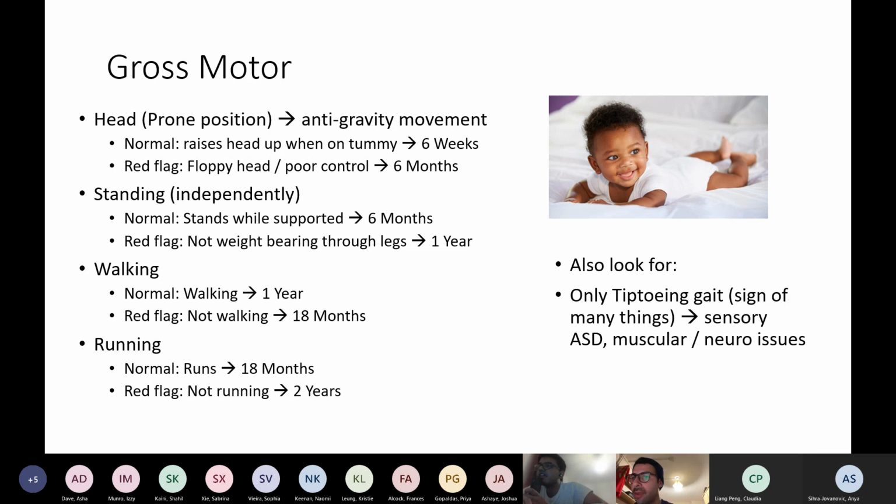DDH is a very good shout, Naomi, but you would probably get it on screening. We'll talk about DDH another day because it's super important, actually. The commonest cause that you should know of if someone asks is constitutional delay. Does anyone know what constitutional delay means?